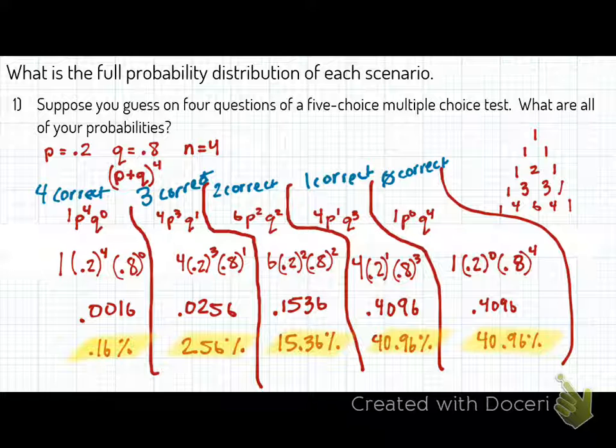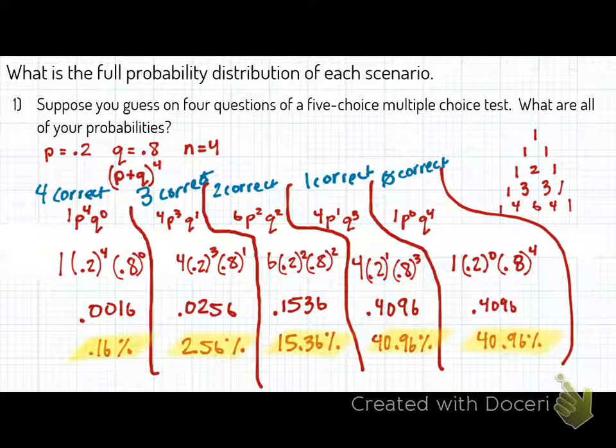Okay. Now, what's the probability of you getting 1 or none correct? Let's add these together. Let's get your calculators. What's 40.96 plus 40.96? Add these two together. What's the probability of both? Good. So the probability of you getting 1 or none is 80.92. Is that good? That's pretty bad.